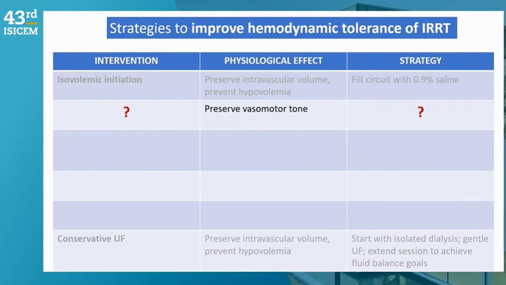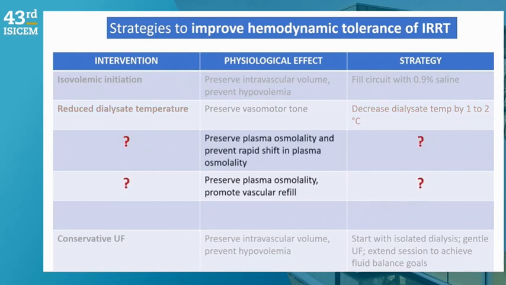Yeah, but it's not the set of the machine. What do you do for the set of the machine? You had the right answer before. Yeah, you use a smaller kidney, so you reduce the dialysate temperature. It was your answer at the beginning. It was you. Okay, sorry. Okay, so you reduce the dialysate temperature to preserve the vasomotor tone. 1 to 2 degrees, it's okay.